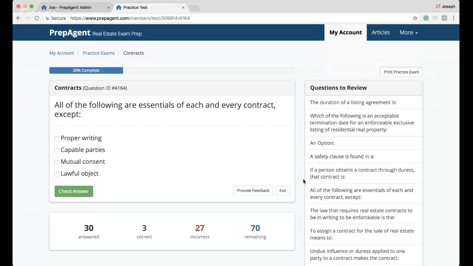All the following are essentials of each and every contract except: proper writing, capable parties, mutual consent, and lawful object. What do you guys think? So before I give the answer, I'd like you guys to do something in the chat. I see a lot of you answering the question here, but I'd like to see who could write for me the 4 essentials of a valid contract. What are the 4 essentials of a valid contract? And I'll give you a hint. 3 out of the 4 are here. There's 1 missing.